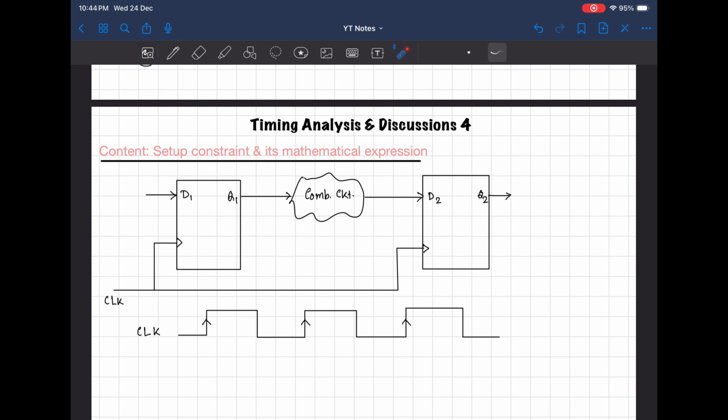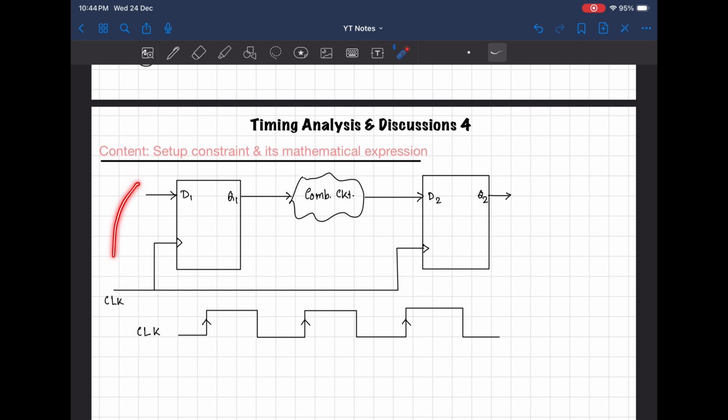Both are timing constraints, and they have some timing parameter constraints. Two of the very important timing constraints are the setup constraint and the hold constraint. In this video, we try to understand what the setup constraint is.